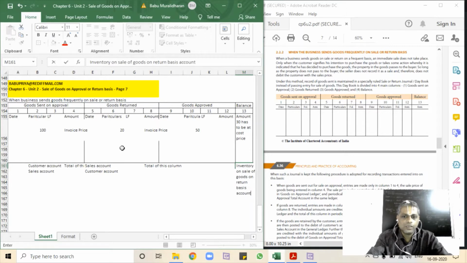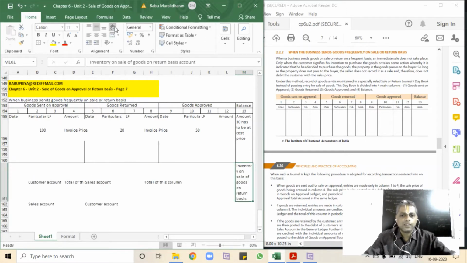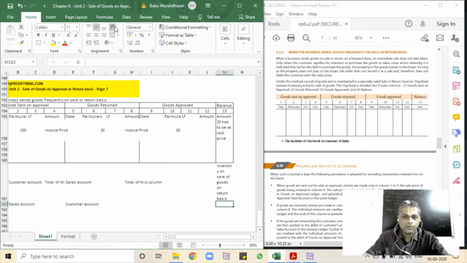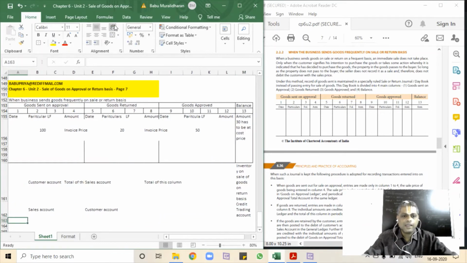Return basis account debit and credit to trading account. This is what we saw. So instead of doing it at an individual level, this is done at a summarized level for easy understanding. And otherwise, there is no change in the treatment between individual transactions and frequent transactions.